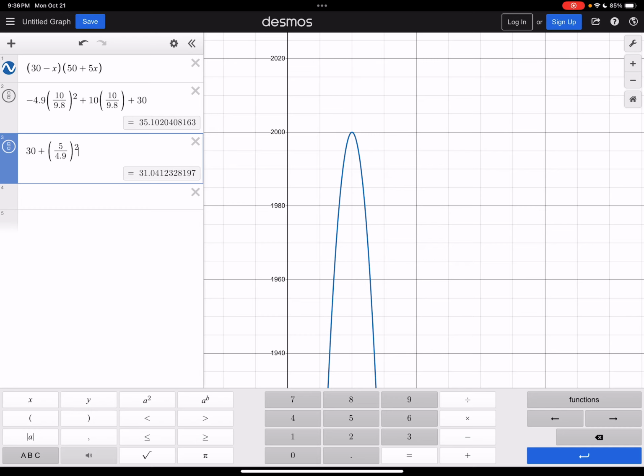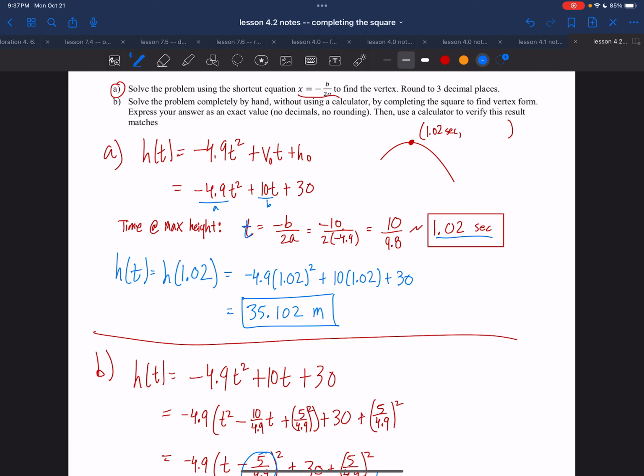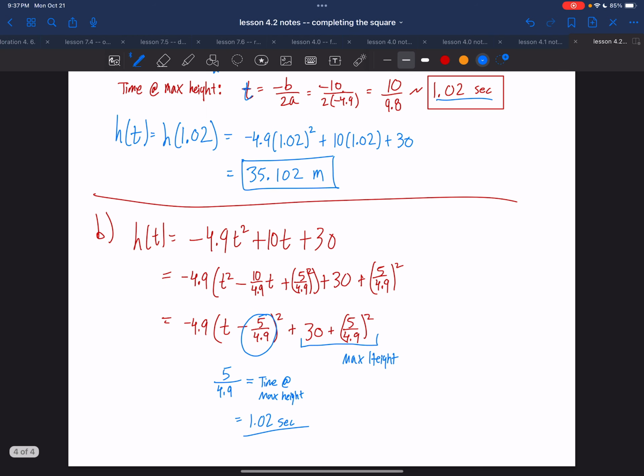Hold on, everyone. Is something amiss? Did I ever mistype anything? Because do you see how that, does it match my max height answer? Because 31 and 35. I'm pretty sure the 35 one is correct. Am I doing something wrong here?